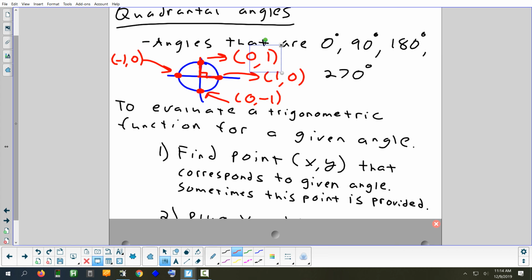Now, I'm going to start you guys off with some problems where I already give you the coordinate. So if the coordinate isn't provided, it's your job to figure out the coordinate. I've shown you how to find the coordinate for the quadrantal angles. I have not shown you how to find the coordinate yet if it's not. That's the second part of the lesson. This is pretty much the end of the first part.